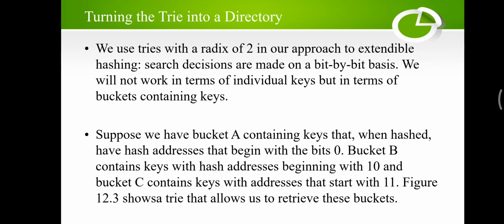We took the example of Abraham, Adam, and so on, and now the extensible trie is turned into a directory. We use tries with a radix of 2 in our approach to extensible hashing. Such decisions are made on a bit by bit basis. We will not work in terms of an individual key, but in terms of buckets containing keys. Suppose we have bucket A containing keys that, when hashed, have a hash address that begins with the bits 0. Bucket B contains keys with a hash address beginning with 10, and bucket C contains keys with an address that starts with 11.